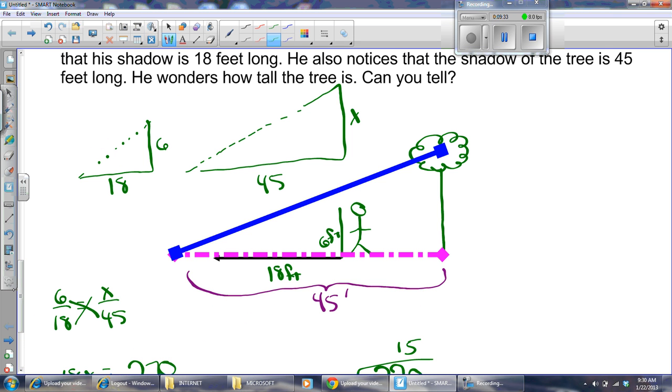Now, one thing I want to point out to you, x is 15. Check this out. How do I turn 6 into 18? I'm going to multiply by 3. Can I turn 15 into 45? Sure I can by multiplying by 3. See, that works if the triangles are similar. Okay, that's your lesson for today.